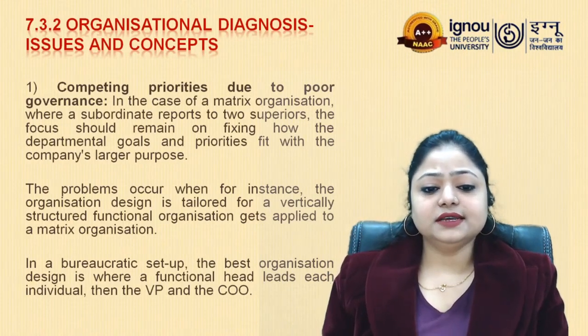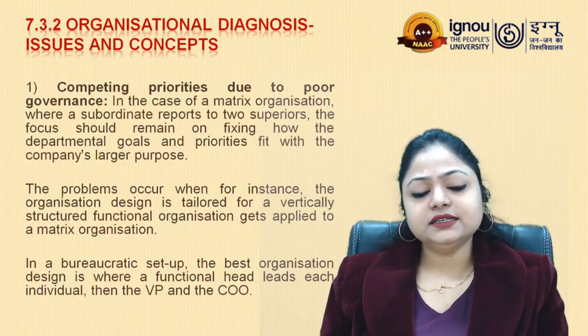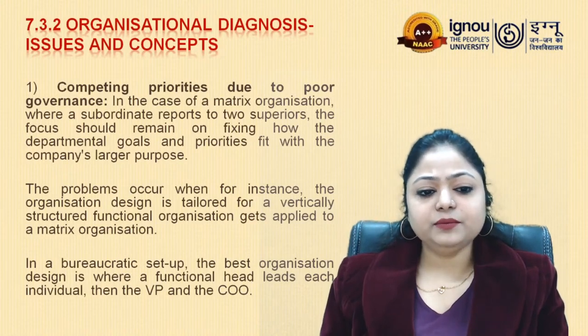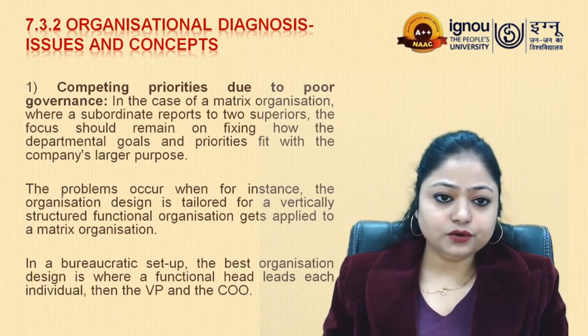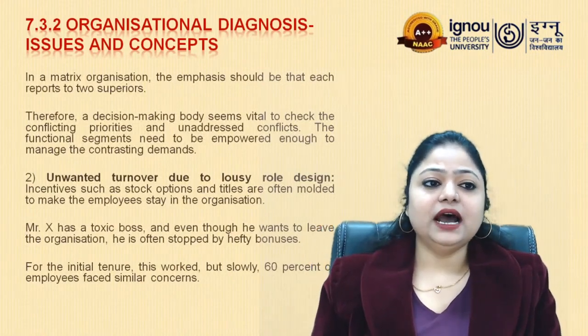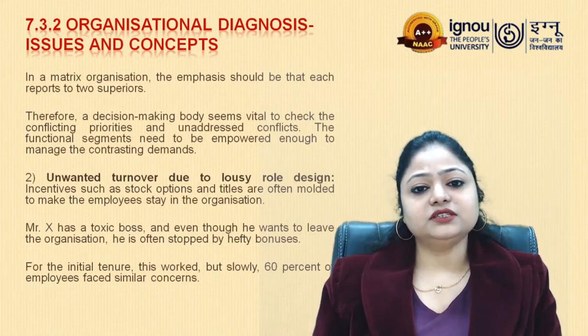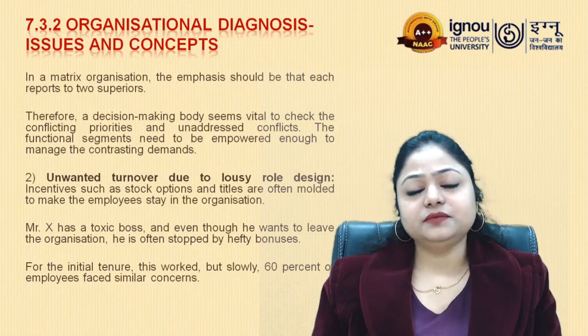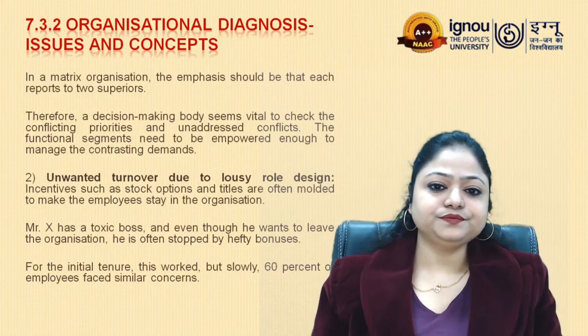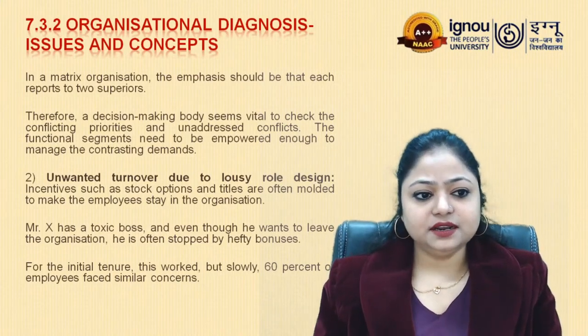So, in a bureaucratic setup, the best organization design is where the functional head leads each individual, then the VP, and the COO. Now, in a matrix organization, the emphasis should be that each reports to two superiors. Therefore, a decision making body seems vital to check the conflicting priorities and unaddressed conflicts. The functional segments need to be empowered enough to manage the contrasting demands.